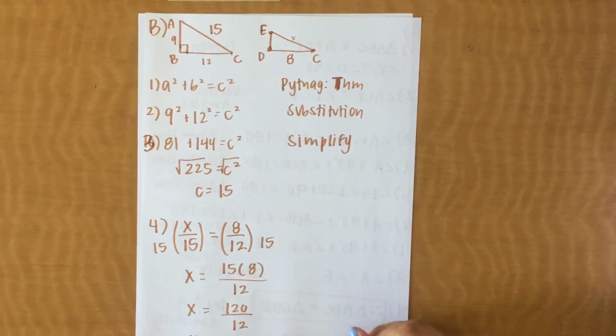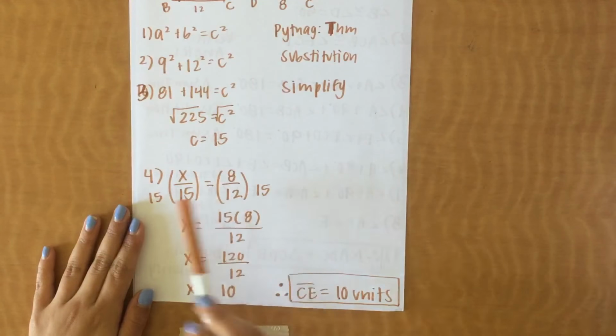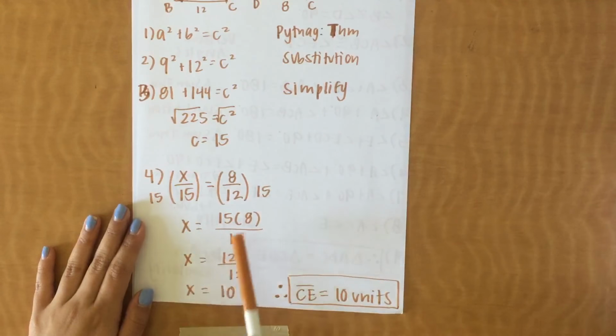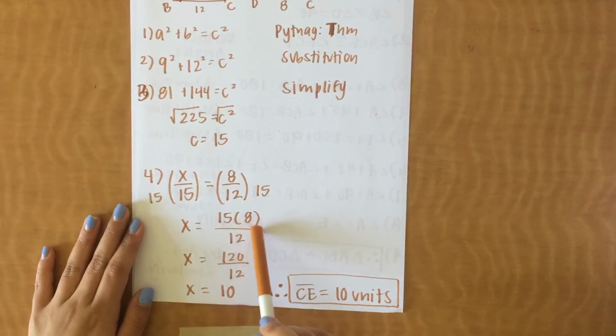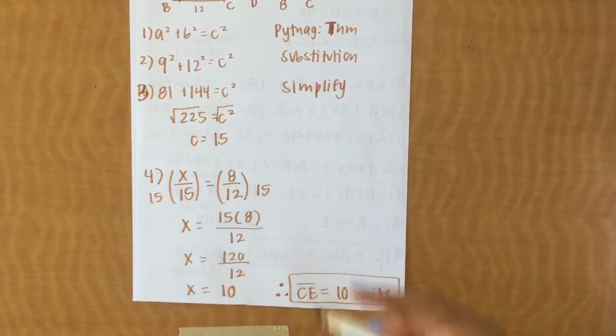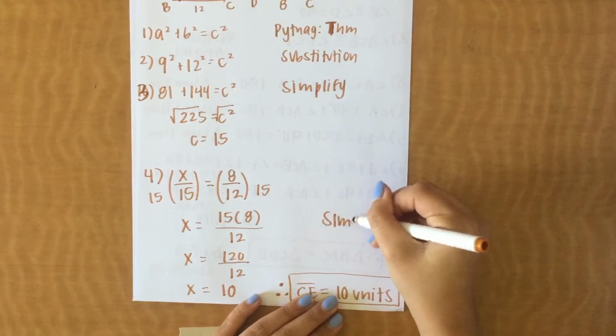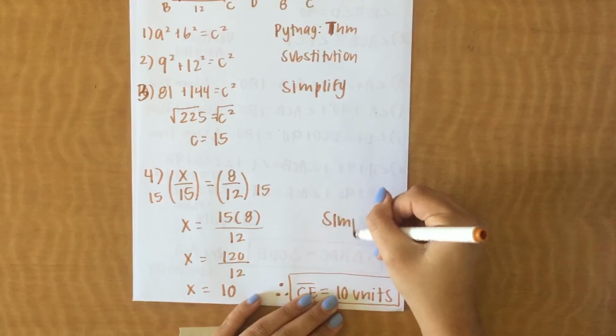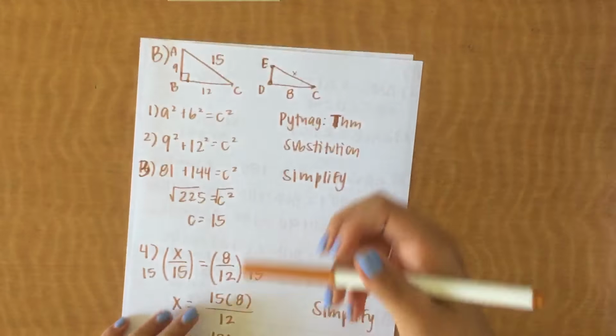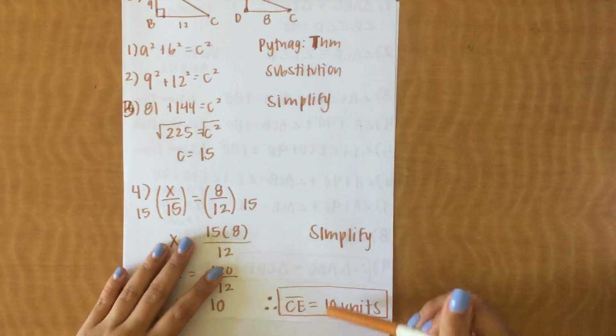So you do the ratio, you multiply by 15, get simplified, so 15 times 8, which is 120. So this is all simplifying. 120 over 12 is 10. So we found out that this length right here is going to be 10 units.